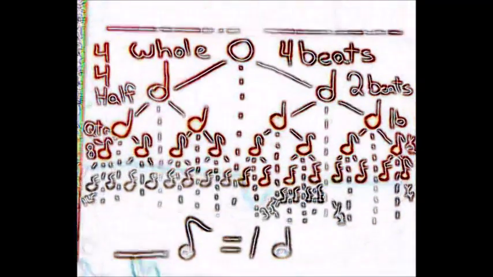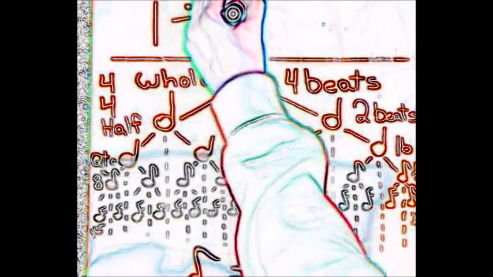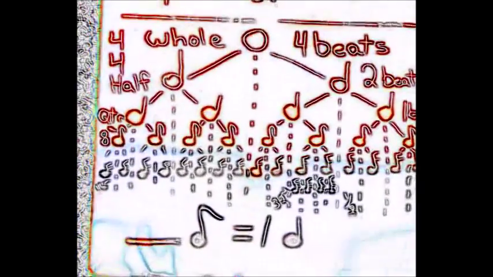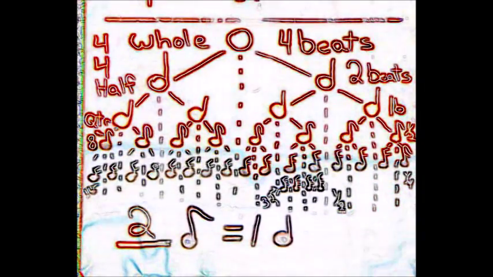Next, let's see how many 8th notes equal 1 quarter note. We have 1 quarter note worth 1 beat, divided by an 8th note worth half of a beat, and we get 2. 2 8th notes equal 1 quarter note. Let's check it out on the tree. Beneath 1 quarter note are 2 8th notes.